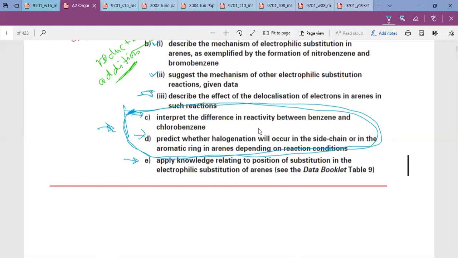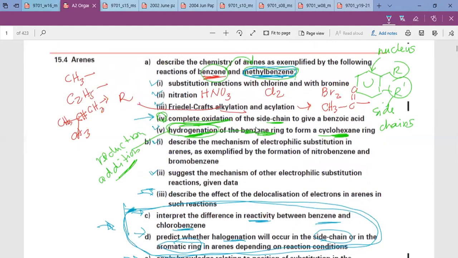So now we talk about here. Interpret the difference in reactivity, which is faster, benzene and chlorobenzene. Predict halogenation. That means chlorine enters the side chain or the ring. Okay, so we're going to look at all these things for chlorobenzene. The rest, you all have, right? You don't say I have not done my work. It's you who have done your work.